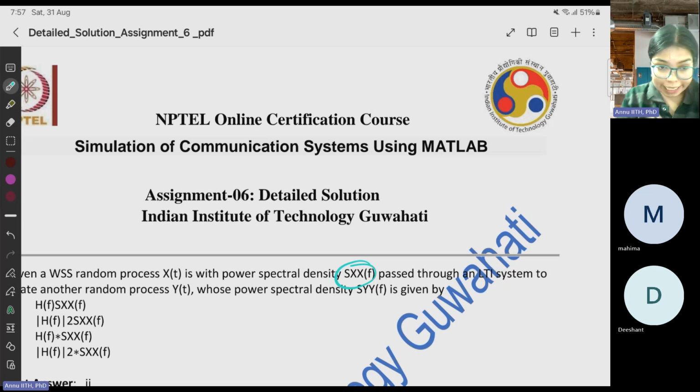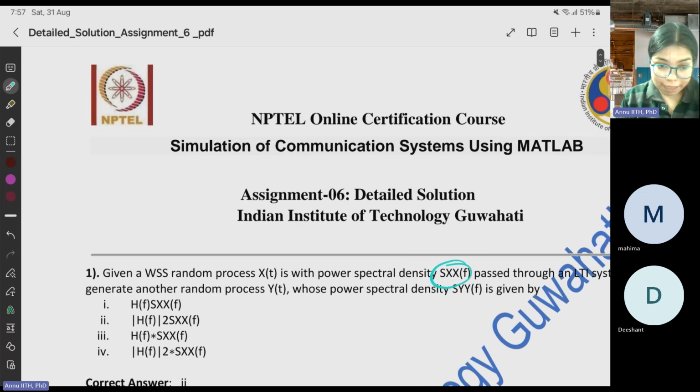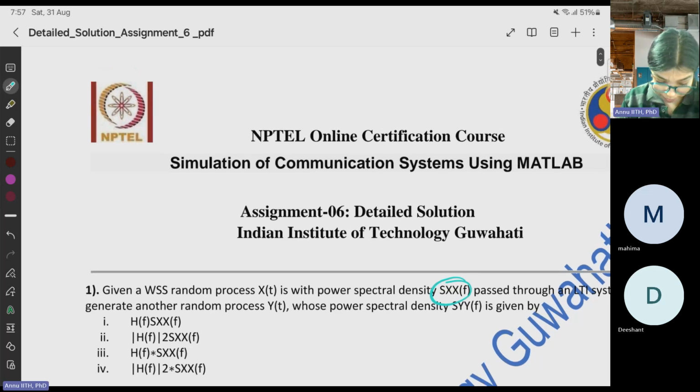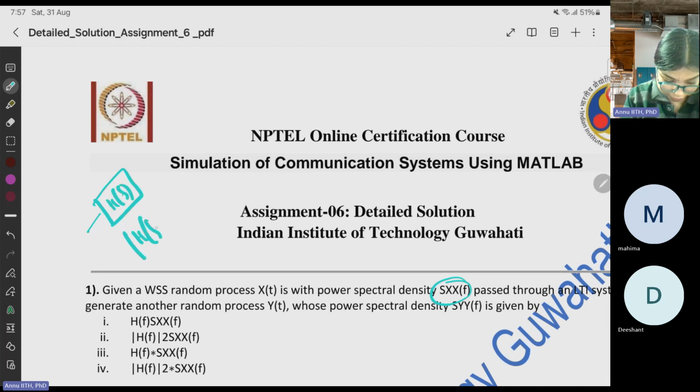And when it is passed through an LTI system, there's another random process y(t) whose power spectral density is given by, we know this as the answer. With the LTI system H(f), that will be |H(f)| squared times S_x(f). Why? Because first of all, in the time domain it is a convolution. If you do it in the frequency domain, it is multiplication. And you take the square because power is the square of x(t). So this is the answer.